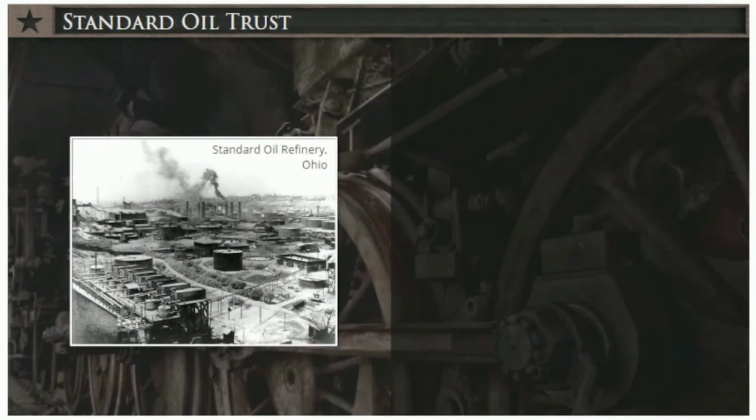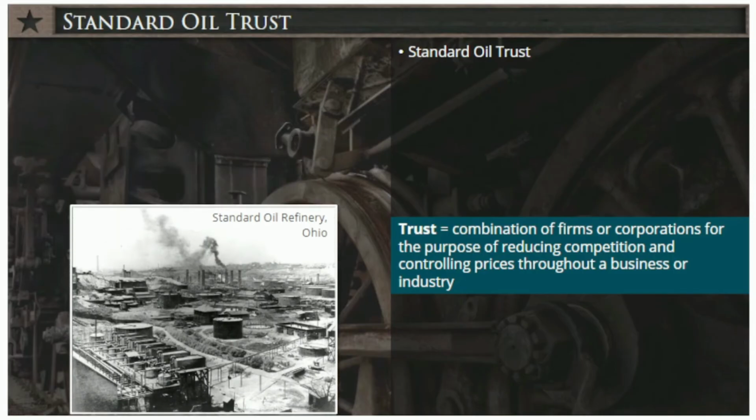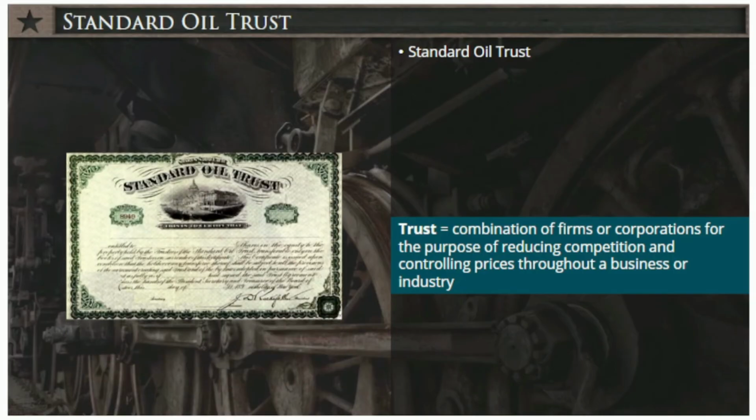To consolidate their scattered business interests under more efficient control, in 1882, Rockefeller and his advisors organized all their companies under one corporate trust called the Standard Oil Trust. A trust is a combination of firms or corporations for the purpose of reducing competition and controlling prices throughout a business or industry. All 37 stockholders in various Standard Oil enterprises transferred their stock to 9 trustees and received trust certificates in return, which paid them annual dividends from the company's earnings. The 9 trustees, which included Rockefeller, controlled 41 companies within the Standard Oil Trust.